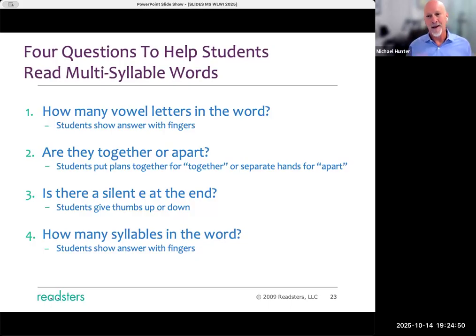You're not going to need a bunch of rules. You're going to start with the vowels. You're going to count the vowels. You're going to talk about whether there's a silent E or not. And then that sets you up for how many syllables.